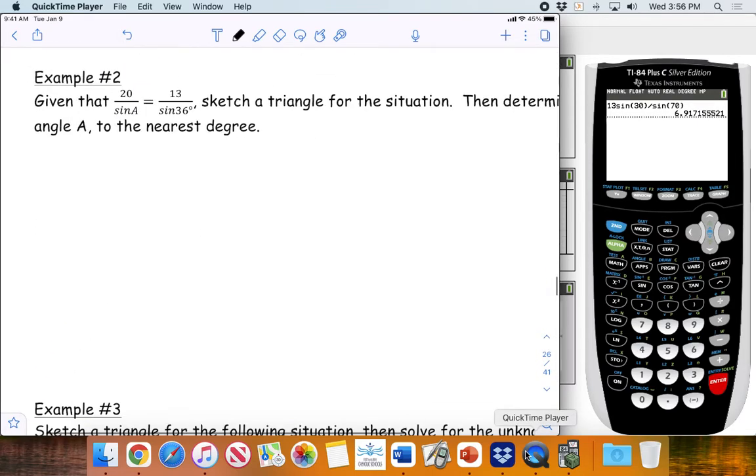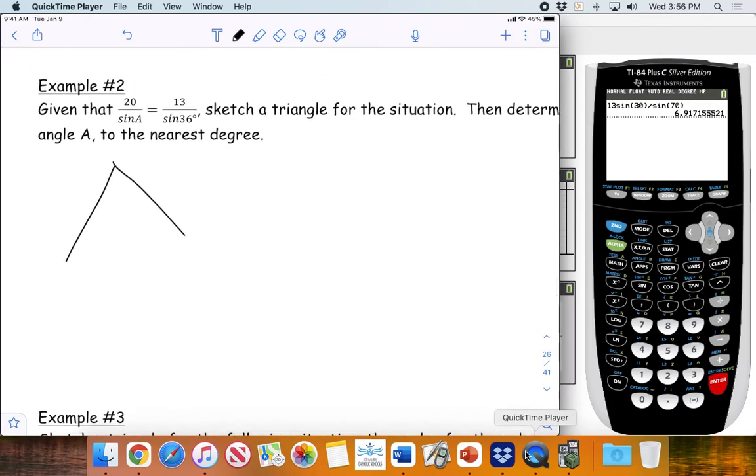Okay, for the next one, we're going to start by sketching the triangle first and then representing that relationship. They tell us that a side length of 20 is opposite to an angle of A. The angles are always attached to sine, so that's how I know that A is the actual angle and not the side length. And then I look at these two. 13 side length is opposite to 36 degrees when it comes to your angle. So I'm using those opposite relationships. The sine is always attached to that angle. That's why I know to put them there. What they want us to do in this case is solve for angle A.